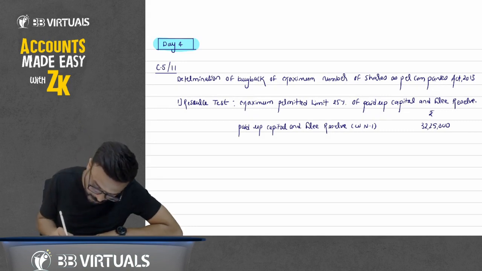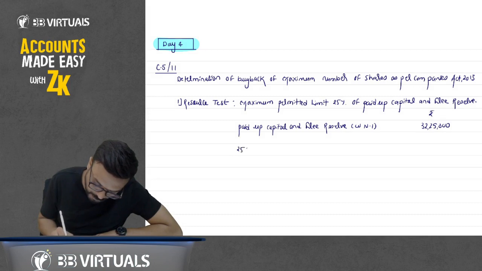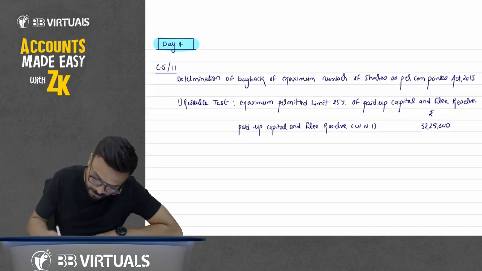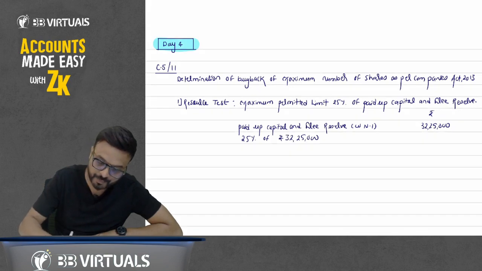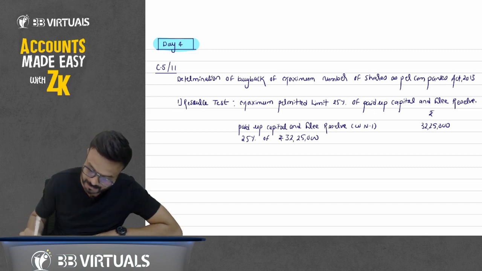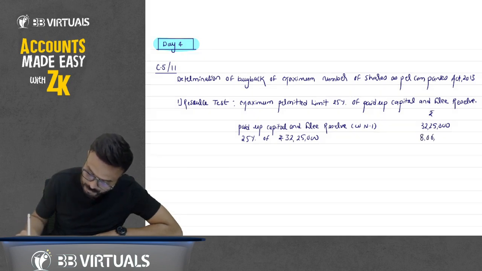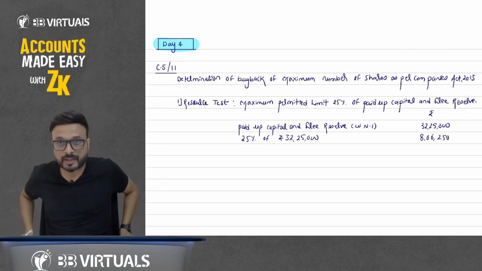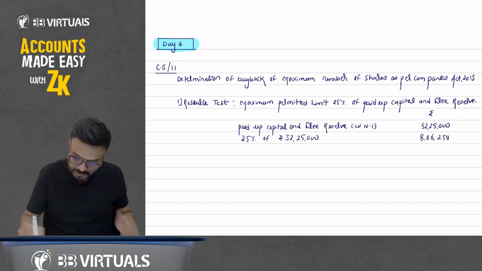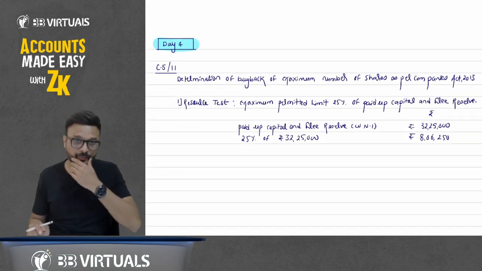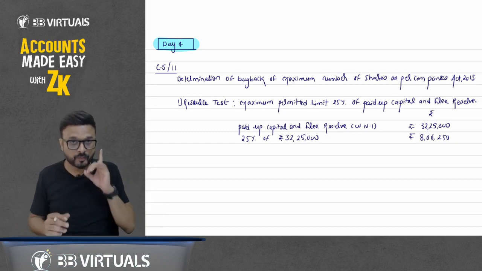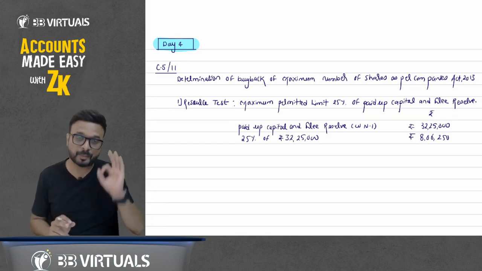So 25% of paid up capital and free reserve, 25% of rupees 32 lakh 25,000. That is 32 lakh 25,000 multiplied by 25%, that comes to 8 lakh 6,250. So how much amount can we utilize for the purpose of buyback as per first condition? 8 lakh 6,250. But if you want to convert it to number of shares, for one share, how much are we paying? For one share, we are paying 20 rupees.